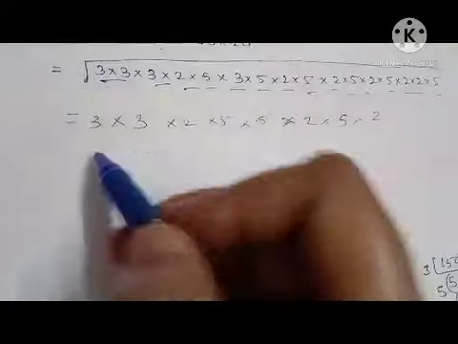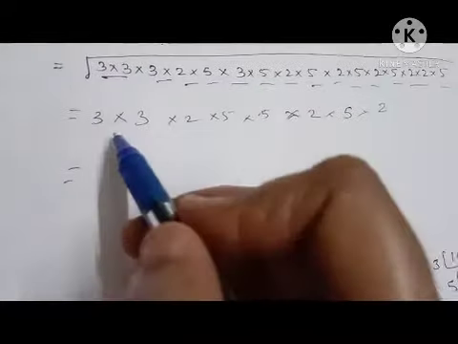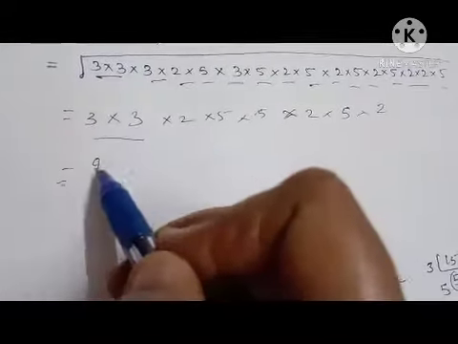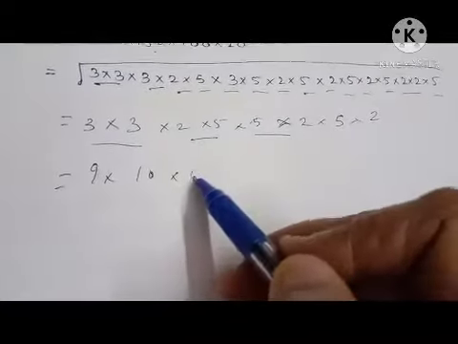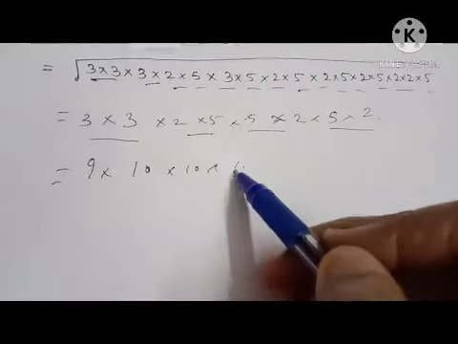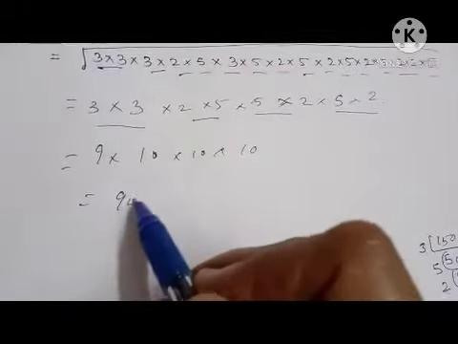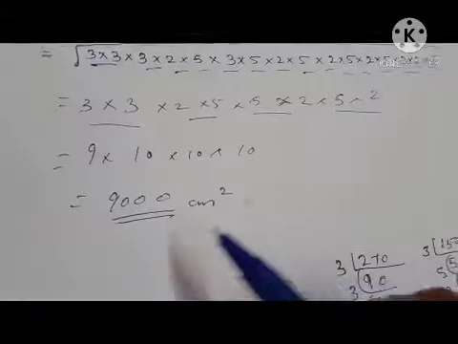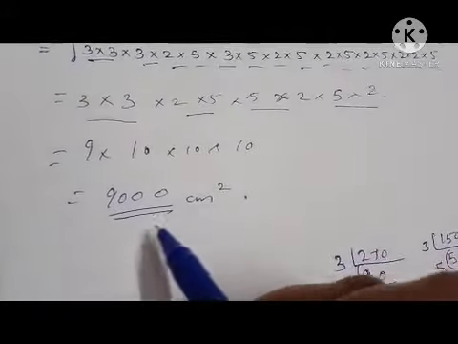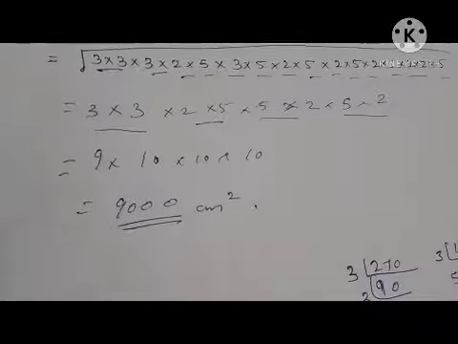So no number inside the square root symbol. So 3 3s are 9, 2 into 5, 10, 2 into 5, 10, 2 into 5, 10. So what will be the answer? 9,000 centimeter square. 9,000 centimeter square is the area.